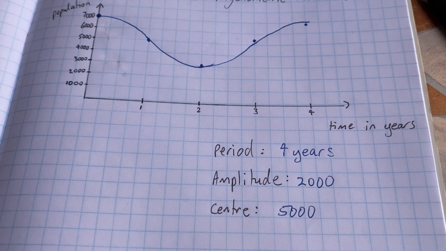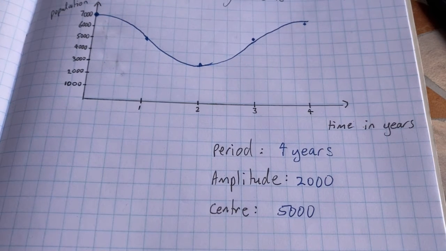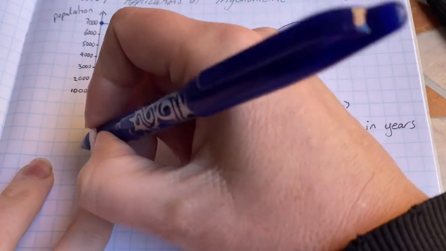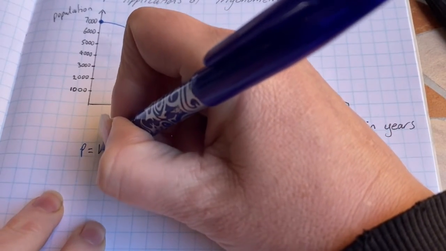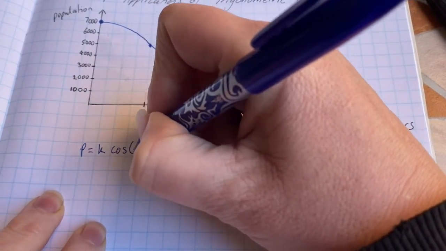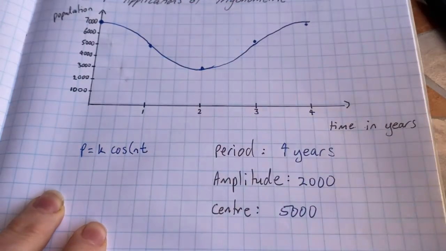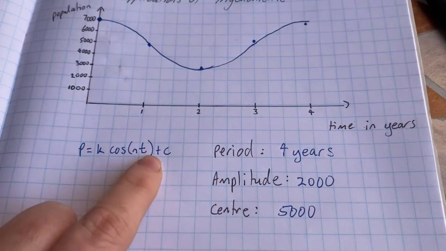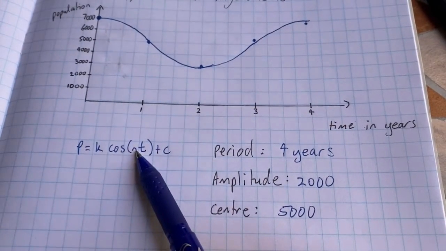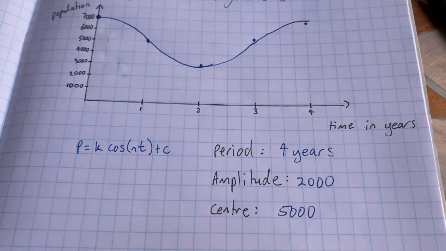Now this exercise doesn't actually ask you to write the equation, I believe, but I'm going to do it anyway because it does come up in the HSC. So because we're using a cosine curve as our model, we might start with population equals, and I'm going to write K cos(NT), for time in years, plus C. Notice there was no phase shift. Normally we'd have an A here, but I have used N.